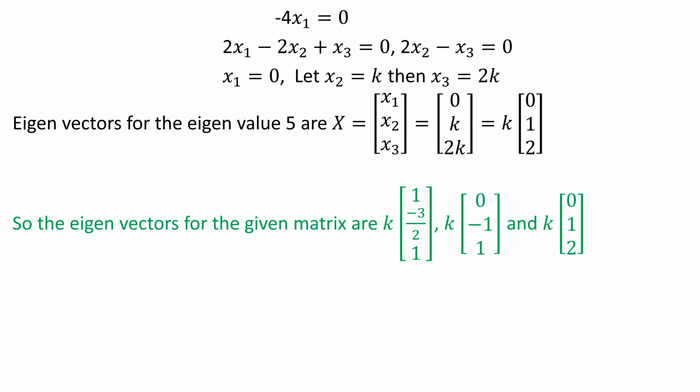So the eigenvectors for the given 3 by 3 matrix are nothing but k into 1 minus 3 by 2 1, k into 0 minus 1 1 and k into 0 1 2. So this is the procedure to find the eigenvectors for the given matrix. I hope you understand. I have given you two examples, that is with a 2 by 2 matrix and a 3 by 3 matrix, on how to find the eigenvectors, and I have told you how to find the eigenvalues using the shortcut method and the normal procedure method. So all these things are covered till now.